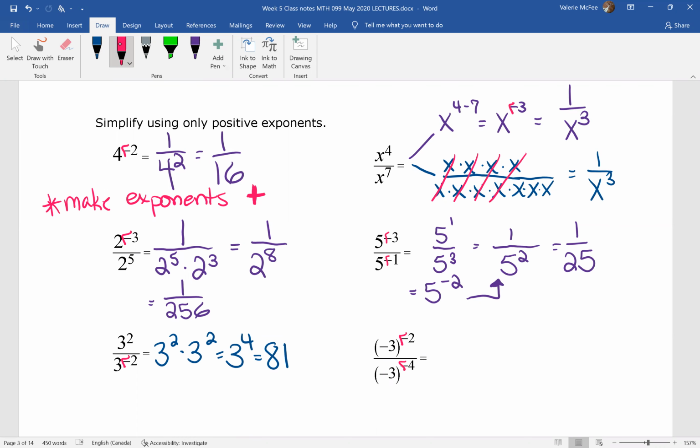Both exponents are negative. So we're going to flip both of them. Our bases are in brackets. Let's keep it there. We're not changing the sign of the base. We're only changing the sign of the exponents. There are more -3s in the numerator.